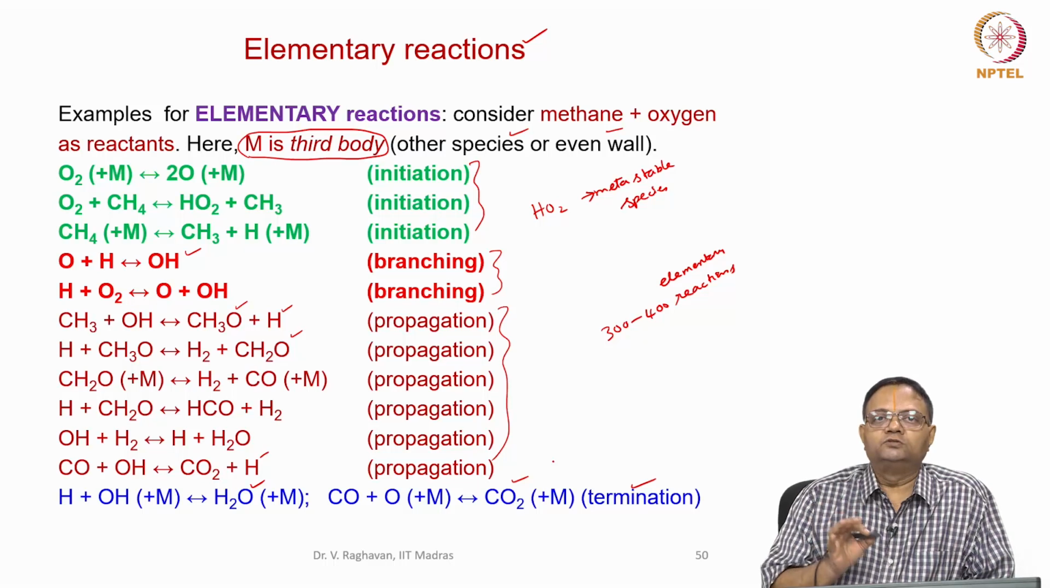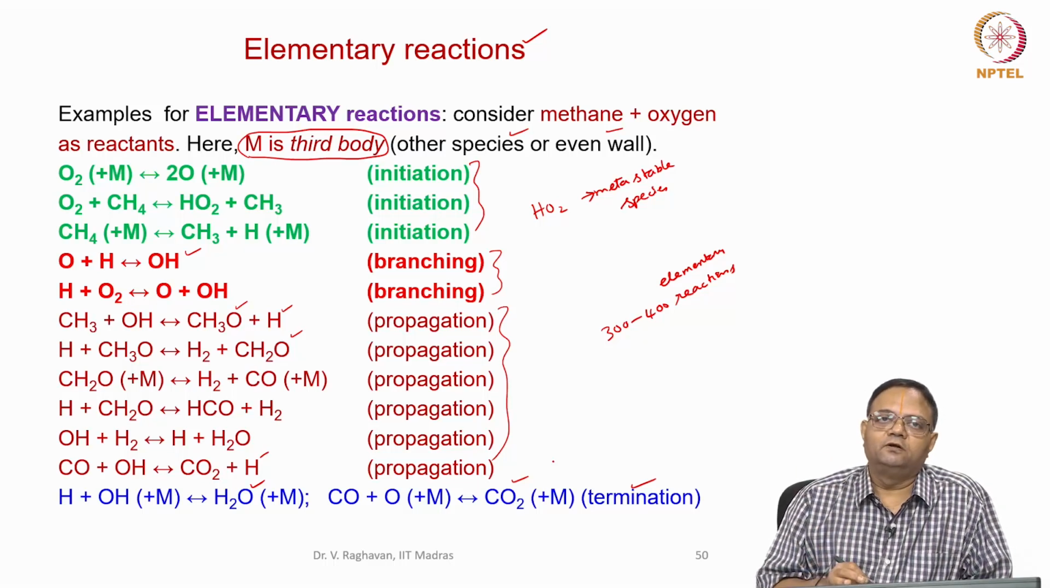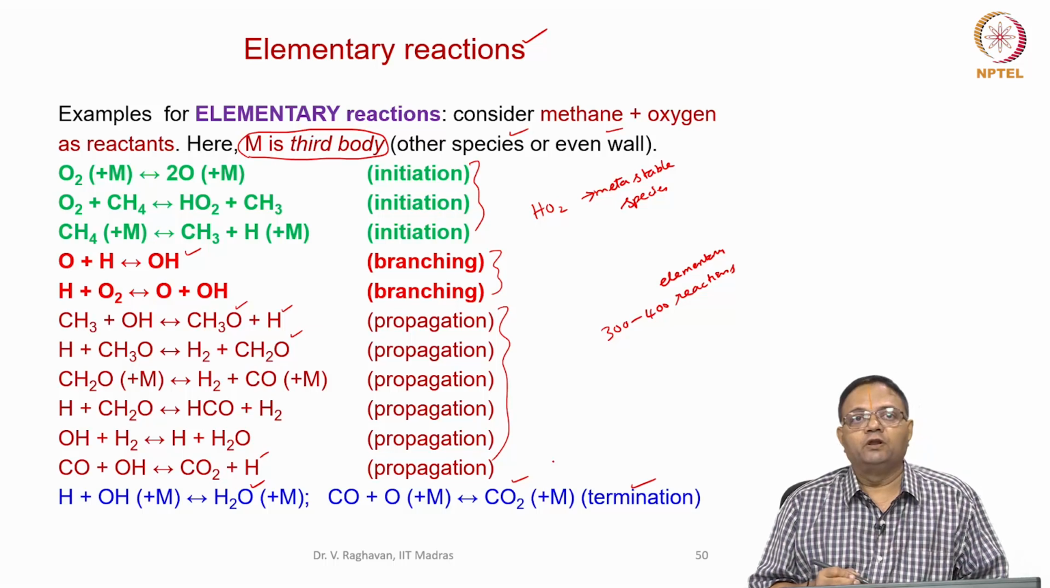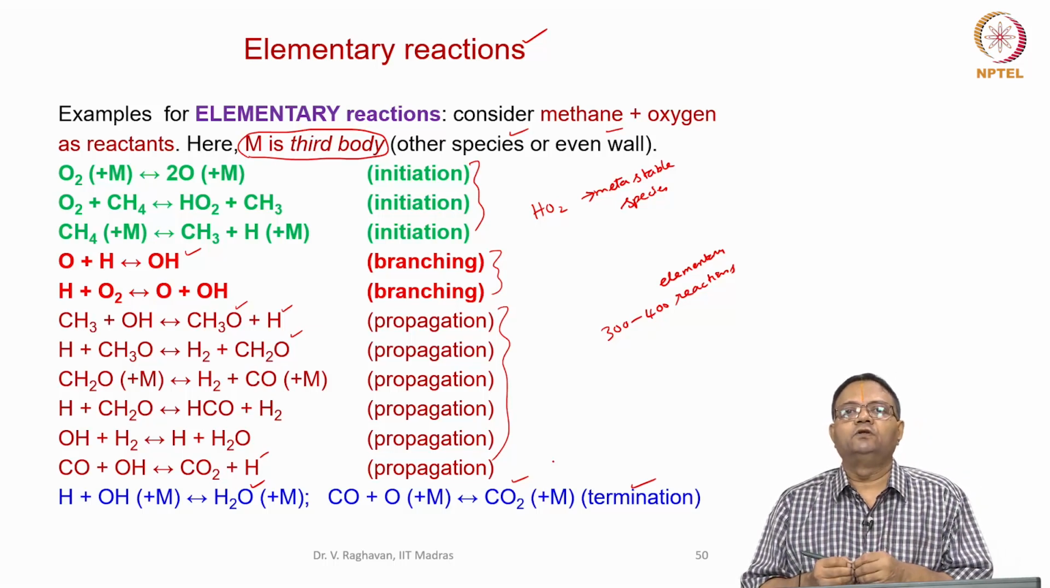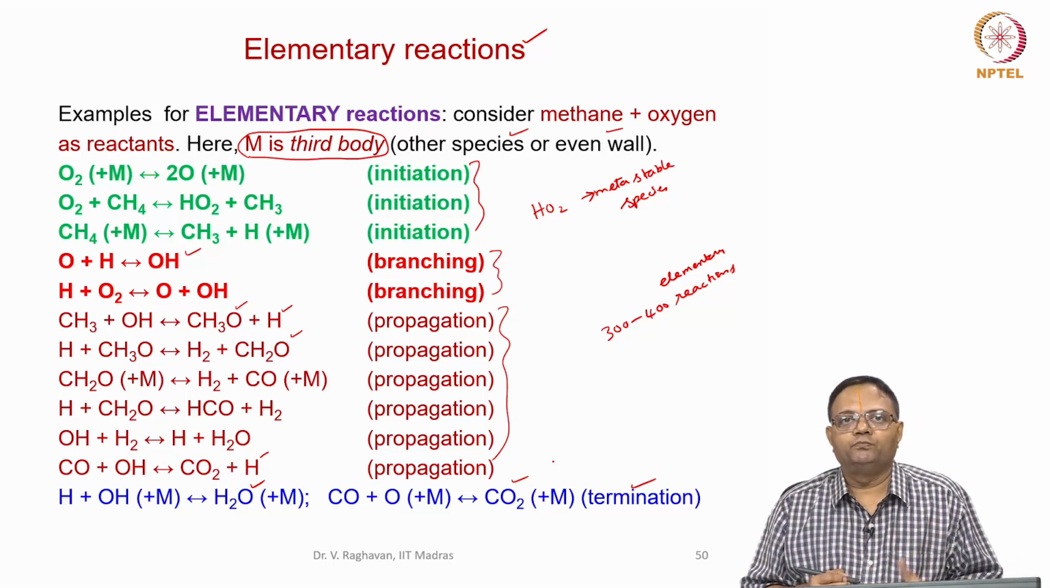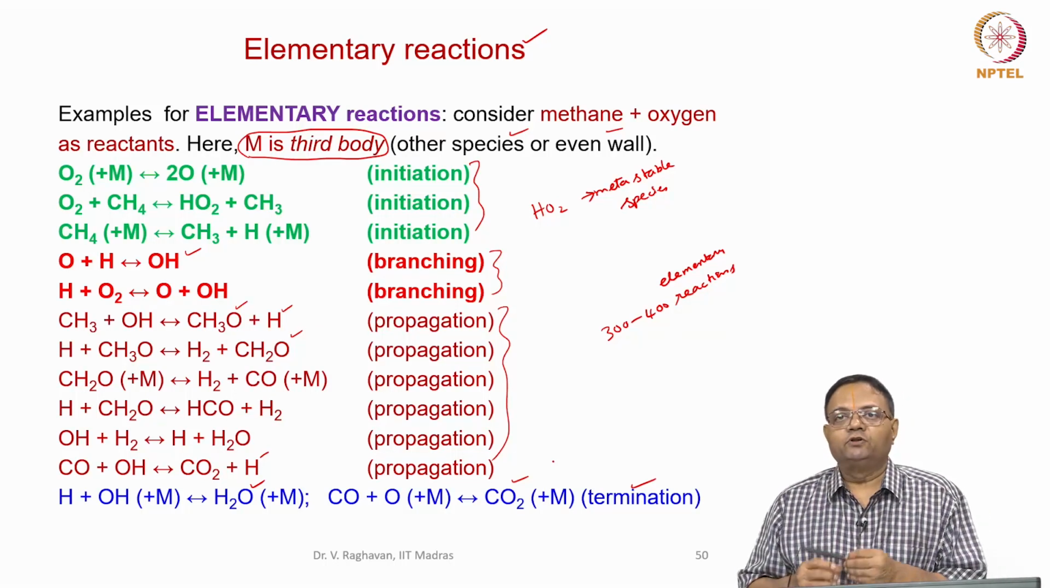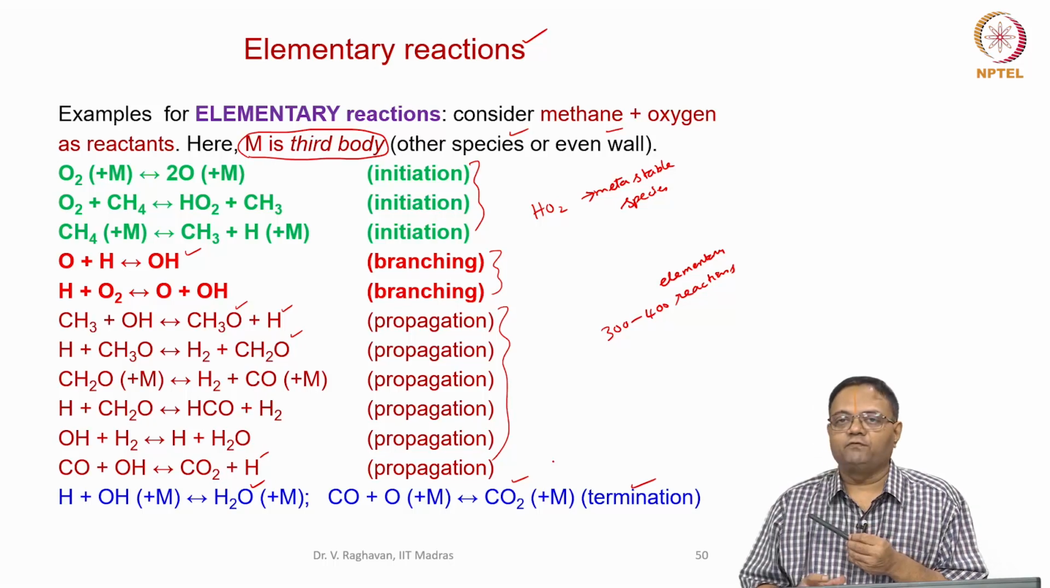There are two sets of reactions. One is the global reaction, which will not occur in one step, but is only representative of what the reactants are and what all the products are. And the actual reactions take place at the molecular level through a set of elementary reactions, which are displayed here, which contribute to the 4 stages of a chain reaction.